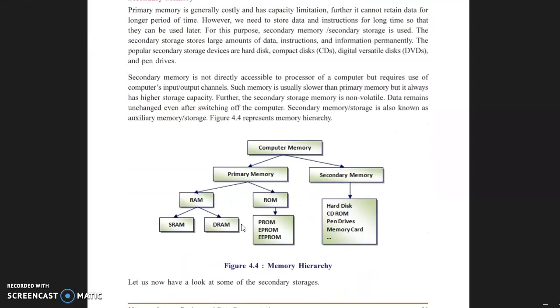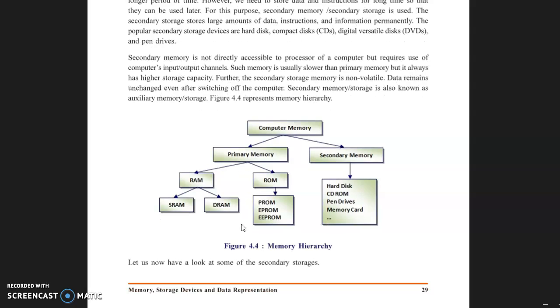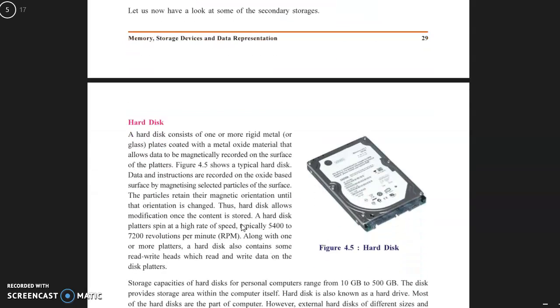Because of secondary memory, the computer became popular. Pen drives and CD-ROMs are examples of secondary memory. Next time we will continue from the hard disk.